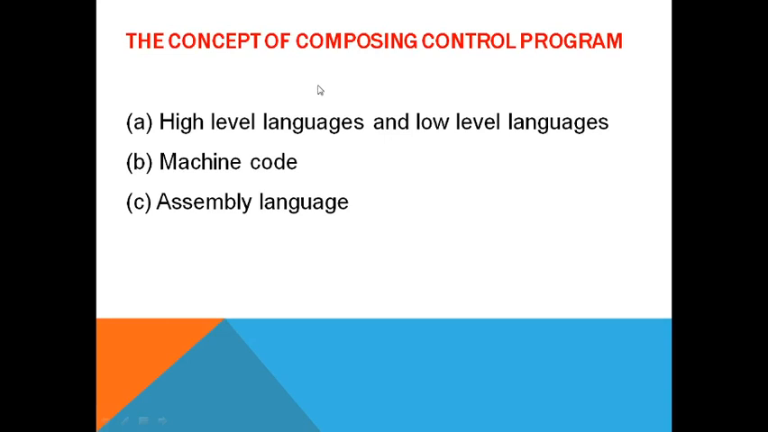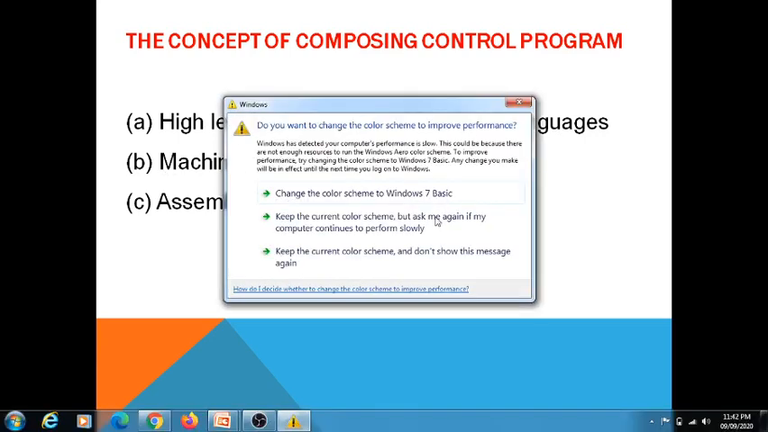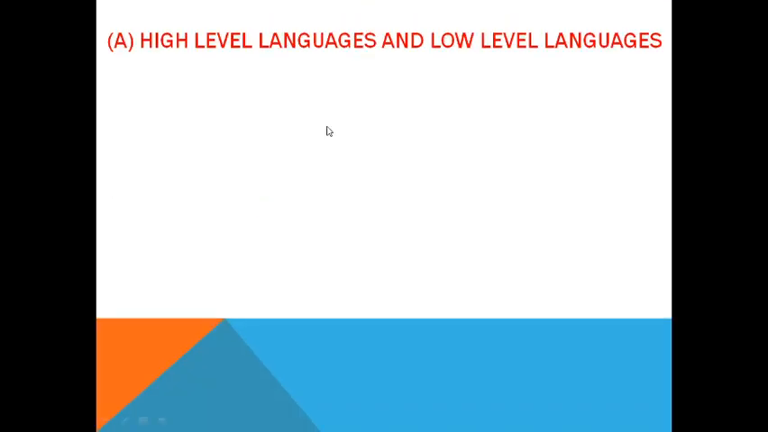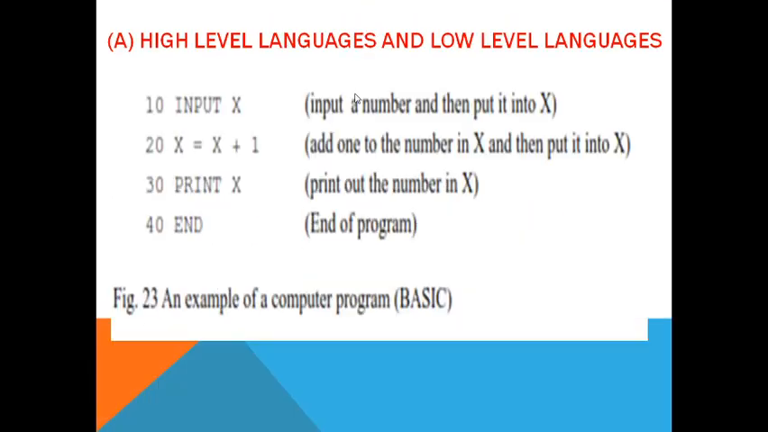Now, the next point is the concept of composing control program. The control program can be composed by using high level language, second, by using the machine code, and third, by using assembly language. So, we will see what is high level language and low level language.